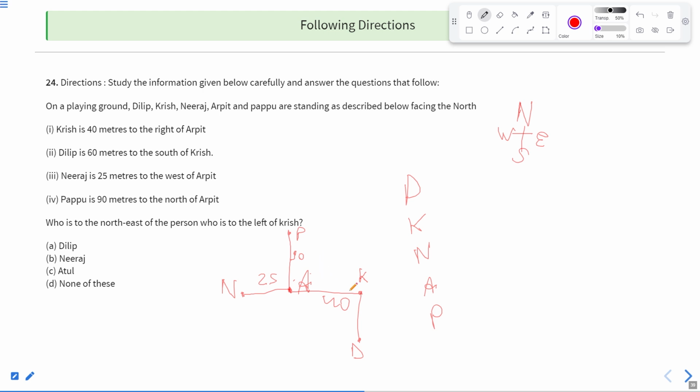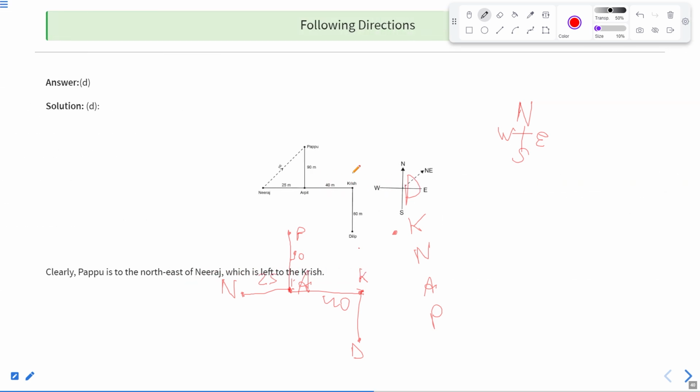Okay, so who is to the north east of Krish? No one, it's to the left of Krish. The person to the left of Krish is Arpit. Who is north east of Arpit? No one. As you can see in this diagram, we are looking after Arpit.